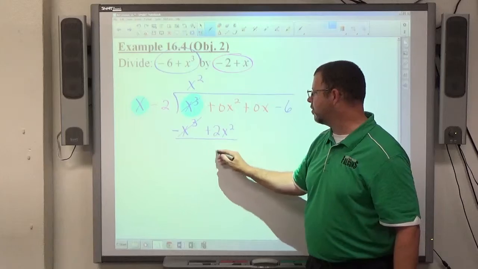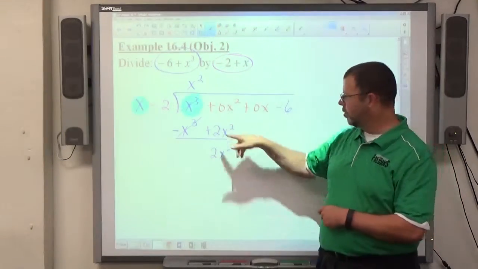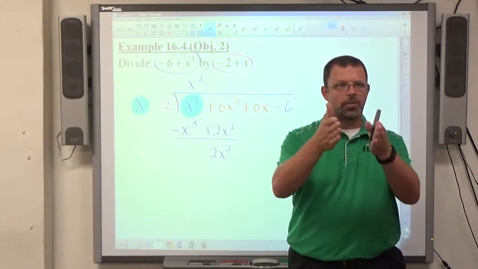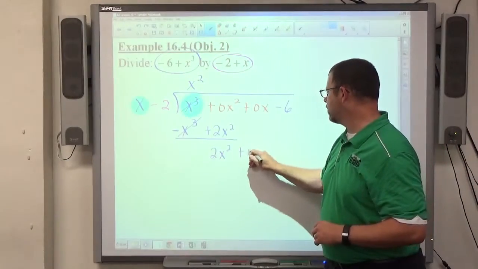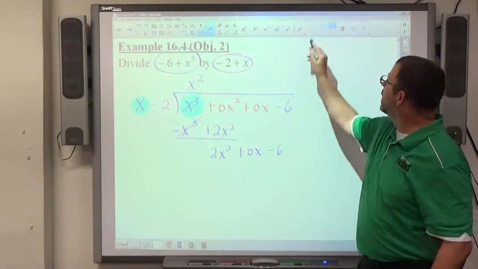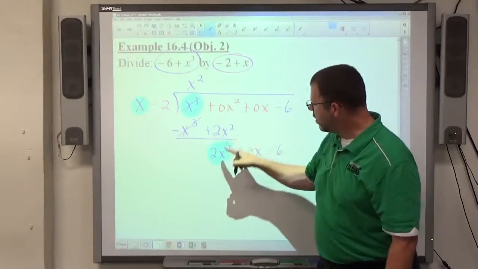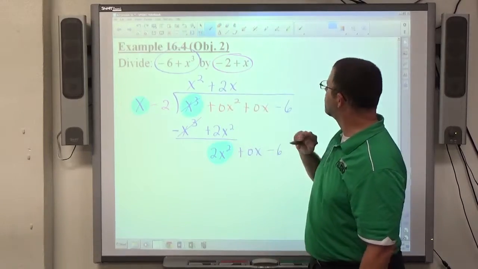0 plus 2 makes 2. Again, that zero term had no power over anything. 2x squared, still 2x squared. That 0 is just, again, creating space there so x squared had a place to go. Bring everything else down, so plus 0x minus 6. Repeat the process. First term inside divided by first term outside. 2x squared divided by x is positive 2x, so I put plus 2x.